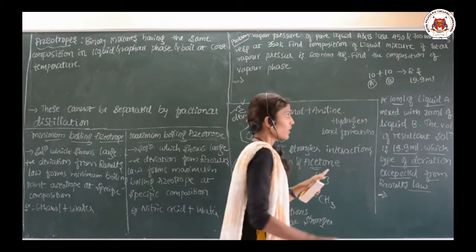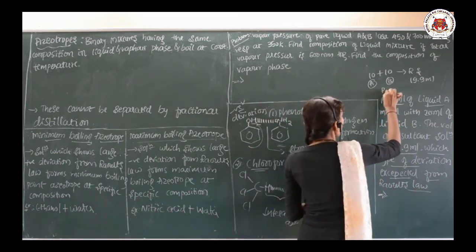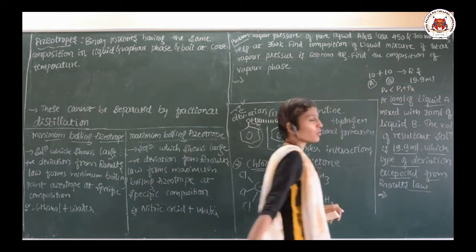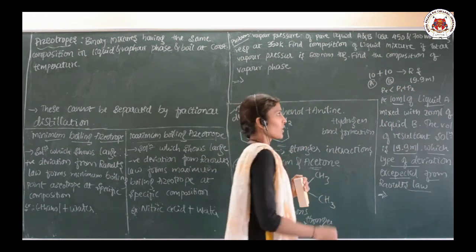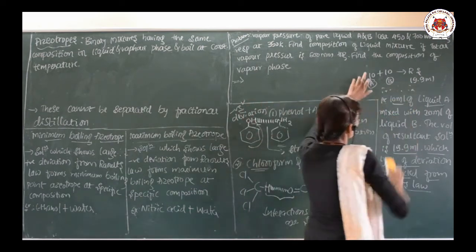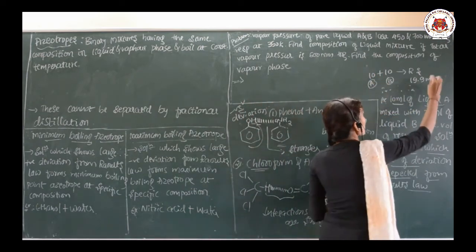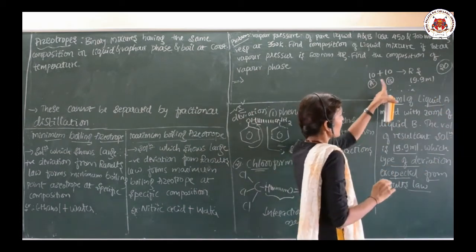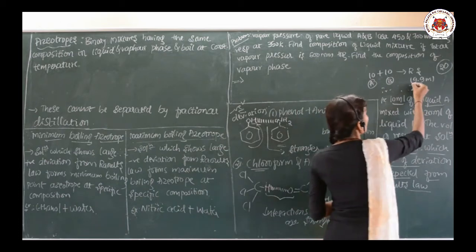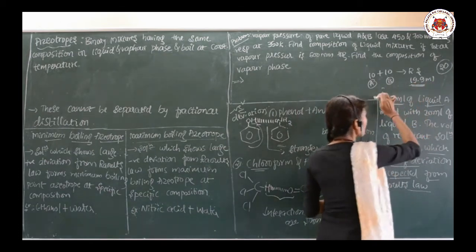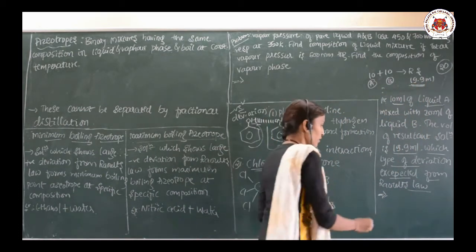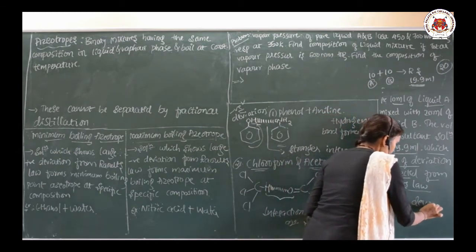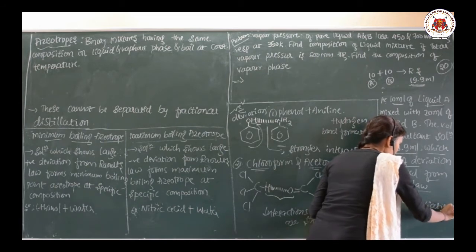See here, in Raoult's law, if P total is lesser than P1 plus P2, that shows negative deviation. So, the total volume must be 20 as we are mixing 10 and 10, but it is decreasing. 19.9 means it shows negative deviation. There is a negative deviation from Raoult's law.